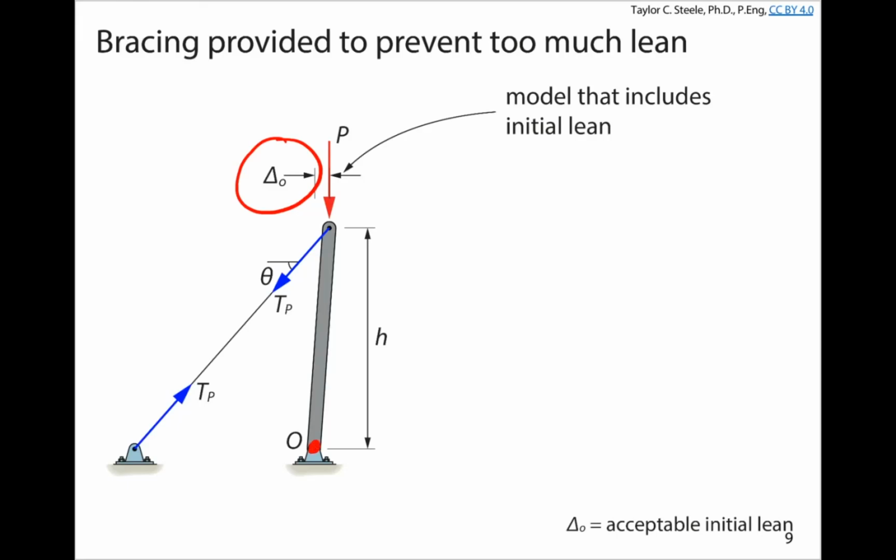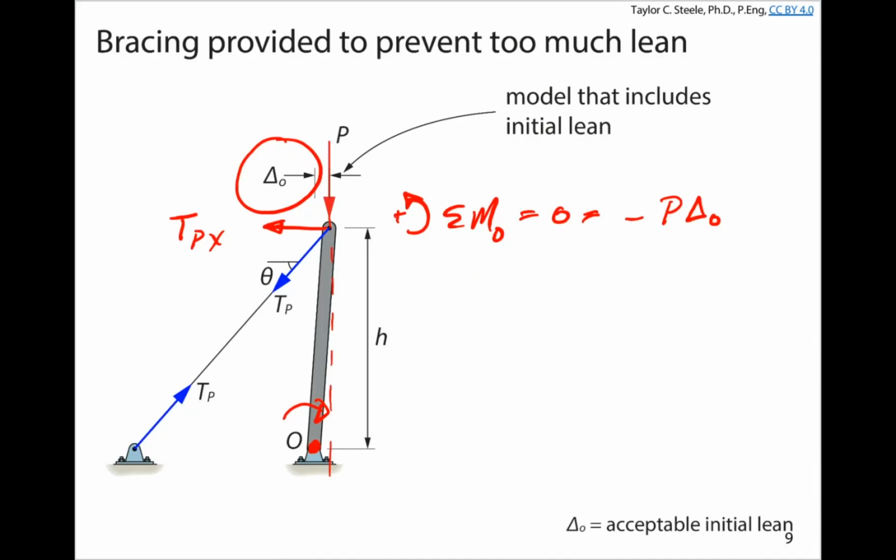Basically, if we look at some of the moments about O here, calling counterclockwise positive, everything has to be in equilibrium. We've got a force P generating a clockwise moment, so minus P times delta naught. And the only thing there to keep this thing in equilibrium is the X component, the tension in whatever this wire is, times X.